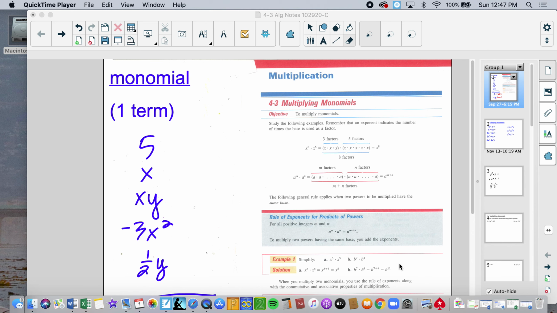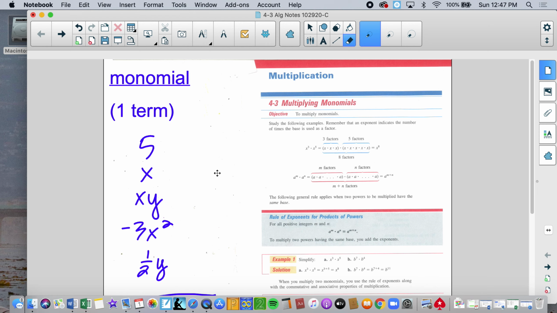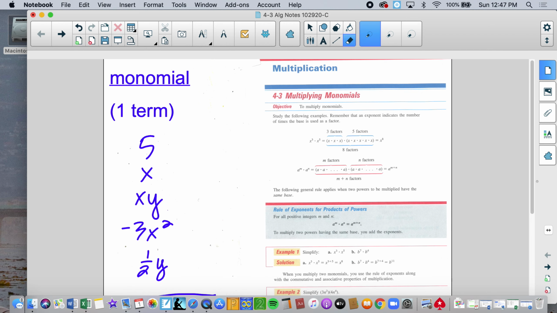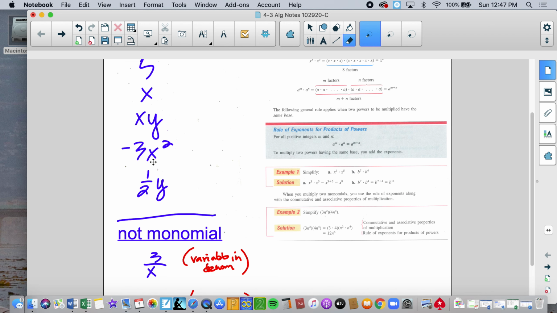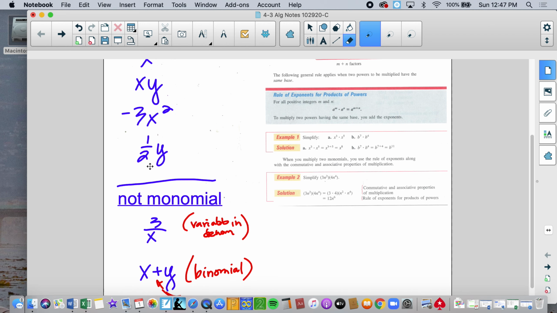Now that we have learned how to add and subtract monomials, let's learn how to multiply monomials. Remember, monomials means one term, and those single terms can look like 5. It can be a constant. It can also be a variable like x. It can also be two variables that are multiplying like xy. It could be a variable with an exponent, negative 3x squared. It can be a fractional coefficient like 1/2 y.